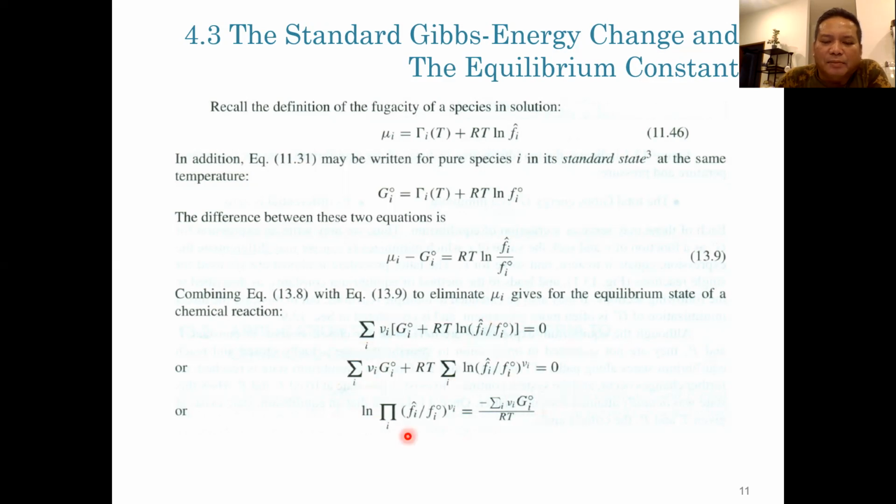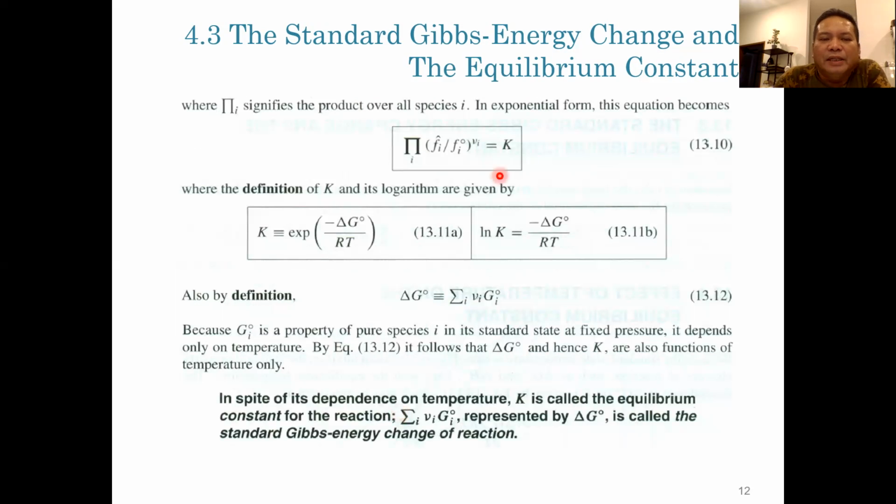So what does this equation mean? This is the product of the fugacities in the solution relative to the standard state, raised to the stoichiometric coefficients. And this value is what we call K. So what is K? K is the equilibrium constant. This K can be further defined as exponent of negative delta G naught over RT, or ln K equal to negative delta G naught over RT.